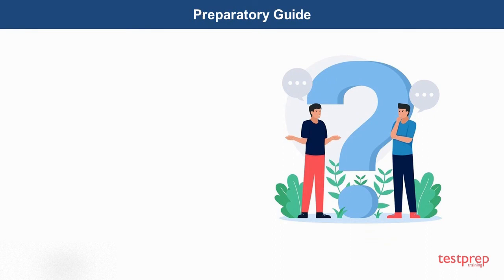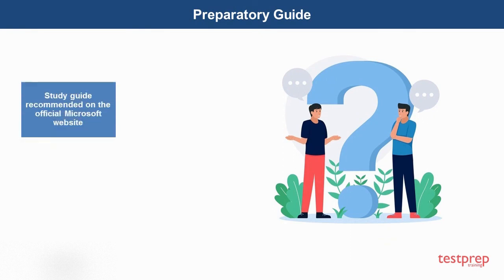You can use 3 different types of preparation methods mentioned below to pass the exam. 1. Study guide recommended on the official Microsoft website. From the official website of Microsoft, you can download the study guide as well as other study materials. 2. Discussion with experts. Instructor-led courses are designed to teach the skills required for job success, with a subset of these skills being tested on the exam.